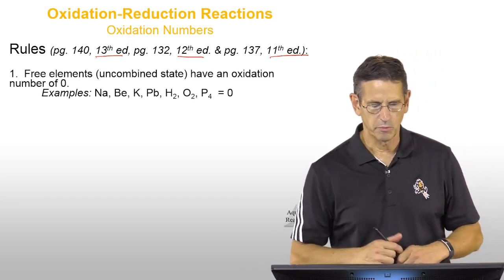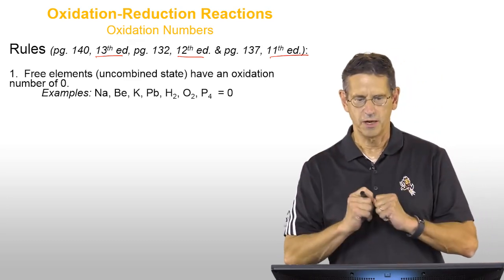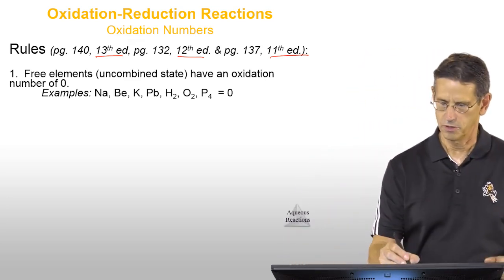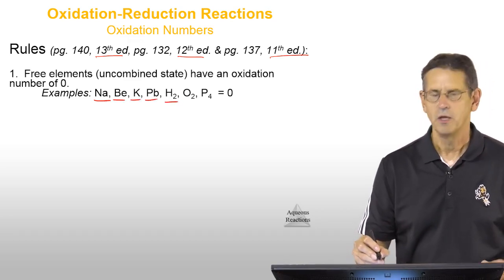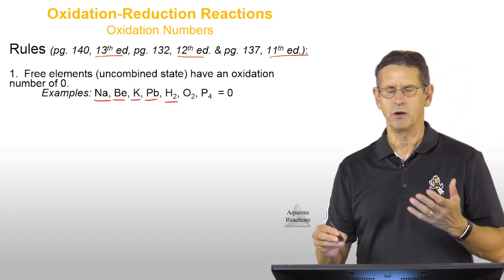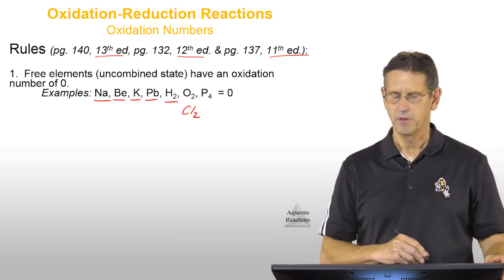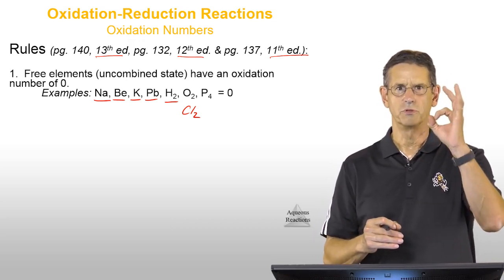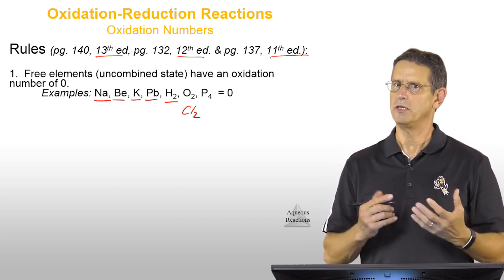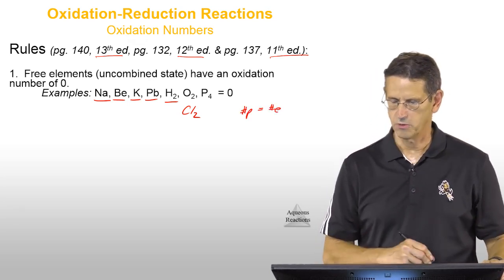Rule number 1, I already mentioned this. Free elements have an oxidation state, an oxidation number, of 0. Here are some examples: sodium, beryllium, potassium, lead, hydrogen. Remember the diatomic elements: hydrogen, oxygen, all the halogens. Even if you have two atoms stuck together, it has an oxidation number of 0. And why is that? Because you have an equal number of protons to the number of electrons.